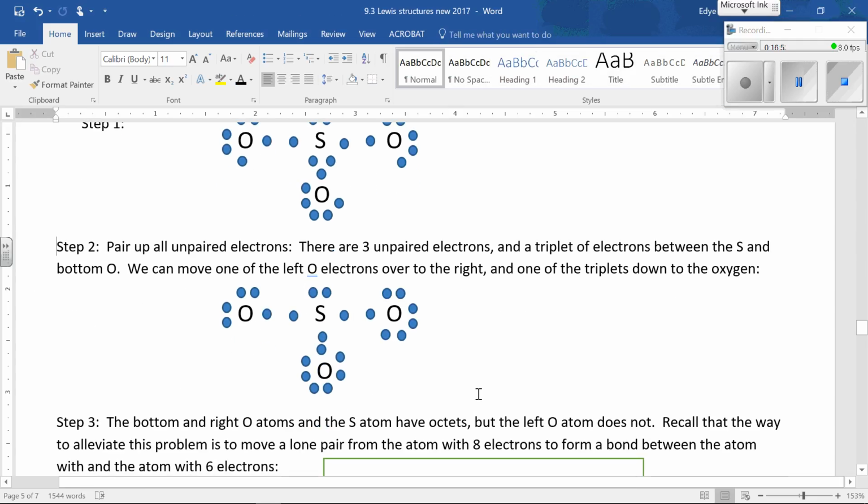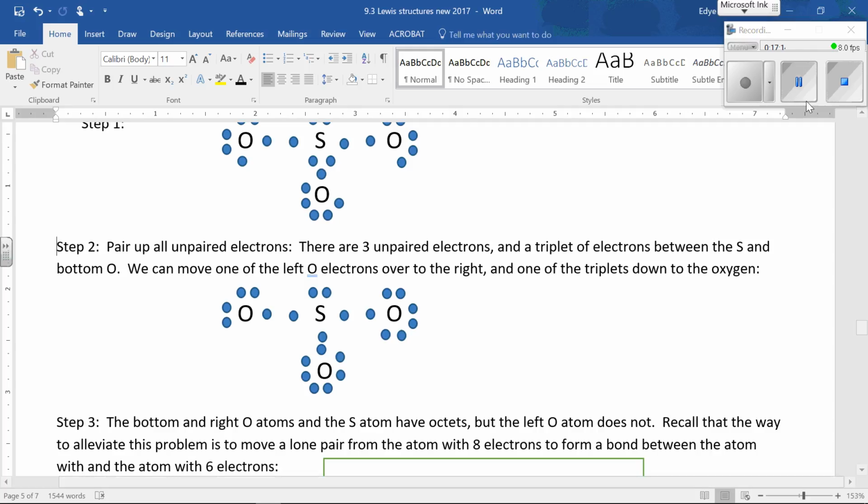So now it's time to check the octets. Let's see, this O, 2, 4, 5, 6, this does not have an octet. Sulfur, 1, 2, 3, 4, 5, 6, 7, 8. Sulfur's okay. This oxygen has 8 around it. This oxygen has 8 around it. So everybody's okay except this oxygen.